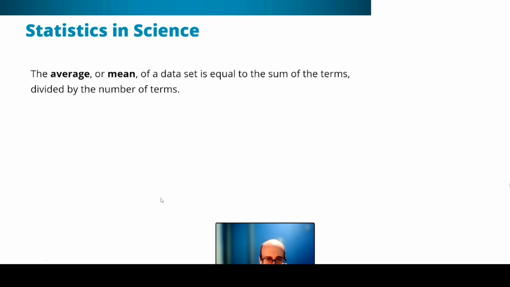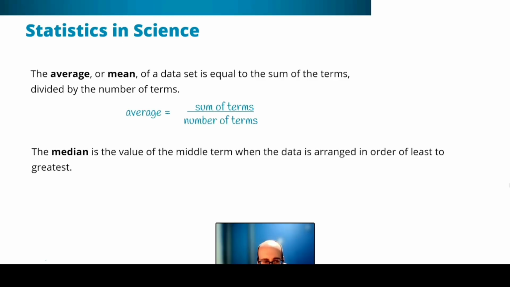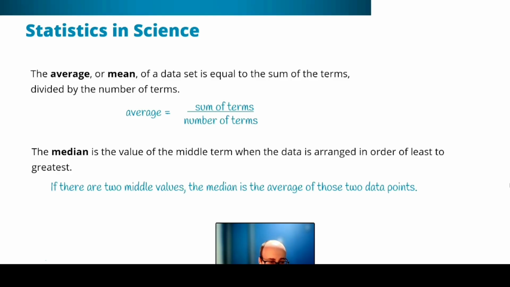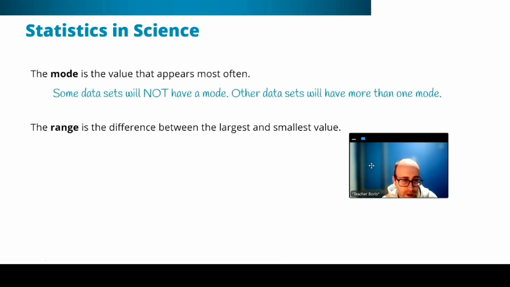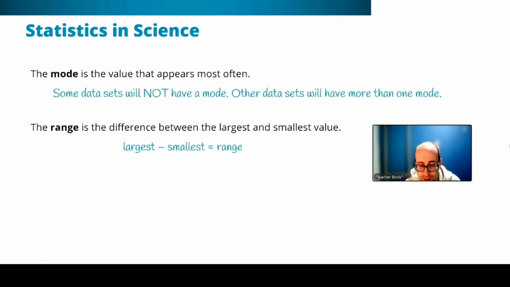Average is the sum of the numbers divided by the number. Median is the middle value. If there are two middle values, then you average them to get the median. Mode is the most common value, and range is the biggest one minus the smallest one.